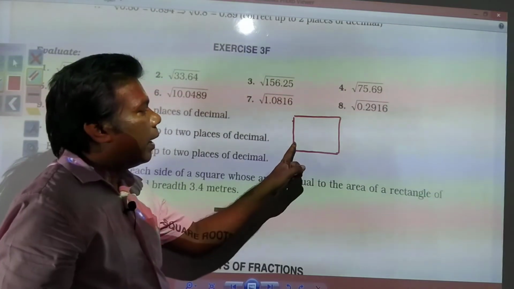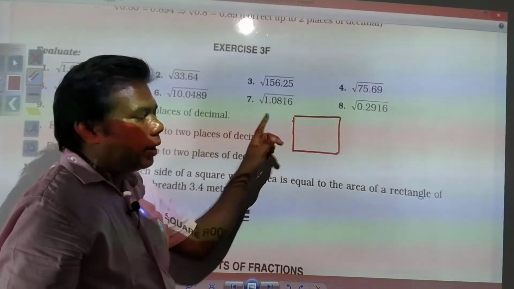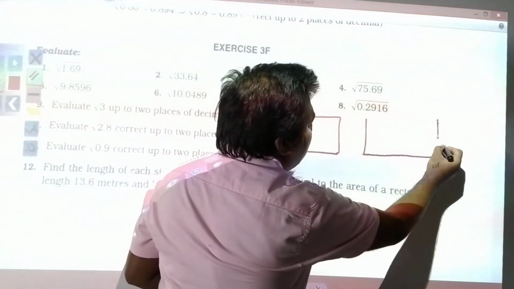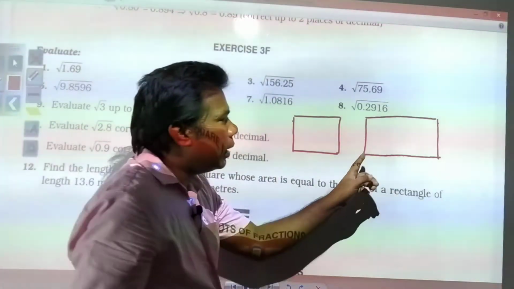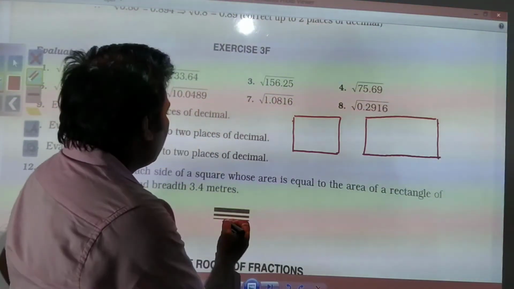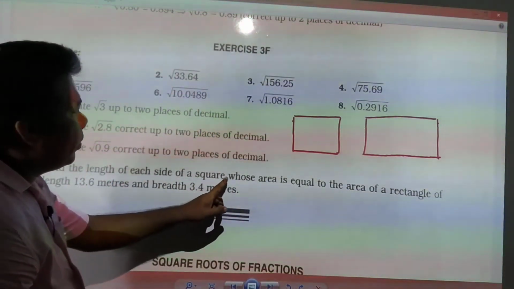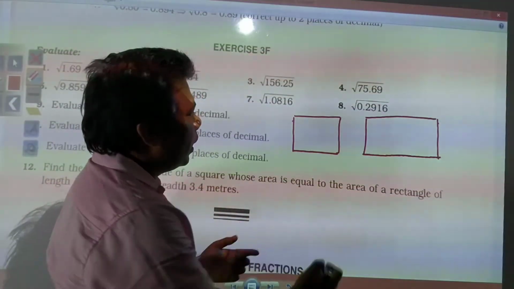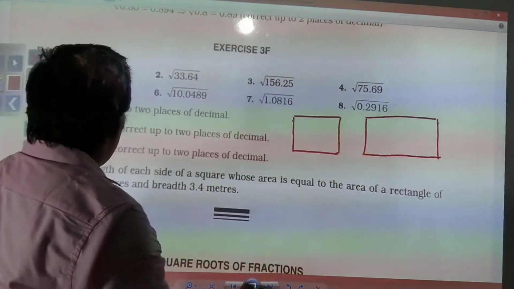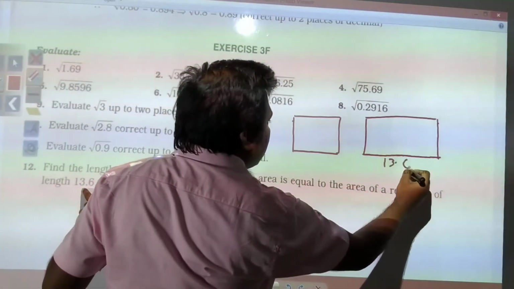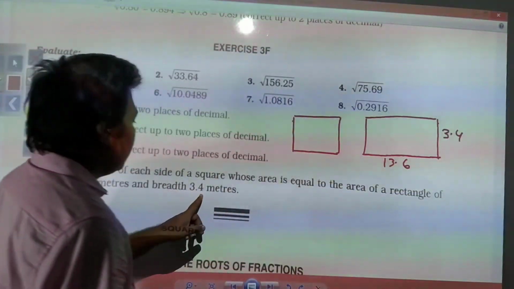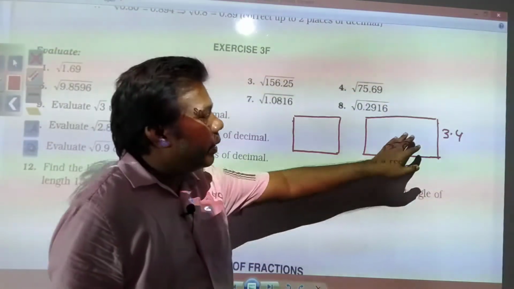So any quadrilateral having each angle 90 degree, that is a square, and any quadrilateral having each angle 90 degree but length and breadth are different, then that is what? Rectangle. So find the length of each side of a square whose area is equal to the area of the rectangle. Area of both the figures is the same, and length of rectangle is 13.6 and breadth is 3.4 meters. So first of all you need to find out the area of this.